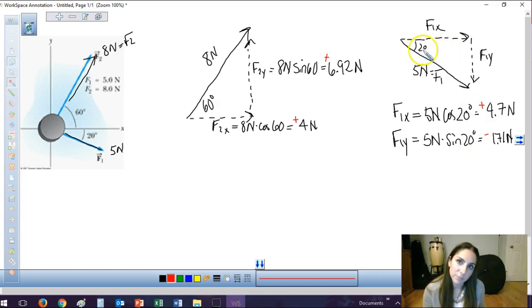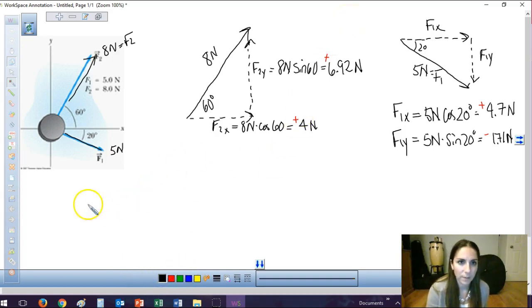Now, some of you might use negative 20 here. It actually will work out if you do that, but I just like applying the signs at the end. I think it's just easier that way. Okay, so now that we have this, what we're going to do is we're going to add up the components.